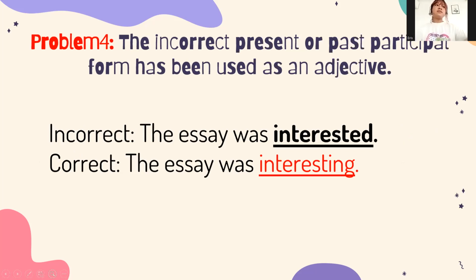So let's move to the last problem, 4. The incorrect present or past participle form has been used as an adjective. For example, the incorrect sentence is: the essay was interested, and the correct sentence is: the essay was interesting. So about this part, the other member will present more into it, so you will know how to use present participle or past participle form as an adjective correctly. So this is all about my point. I'm gonna pass this moment to the other presenter. Thank you.